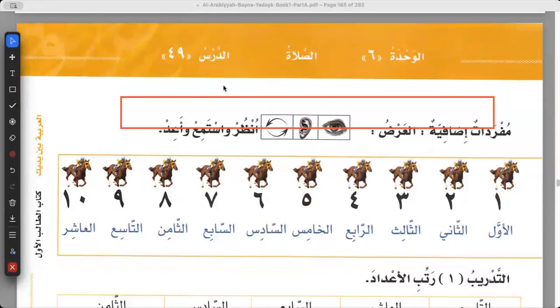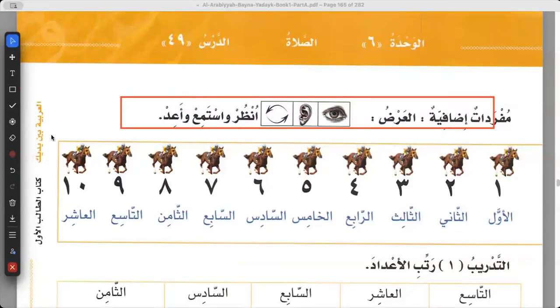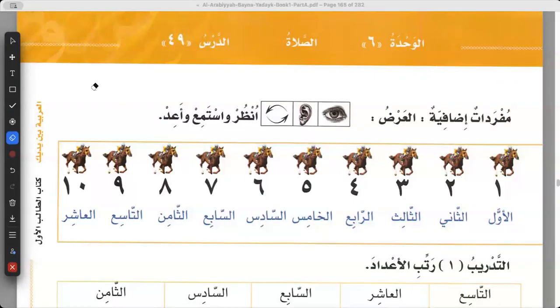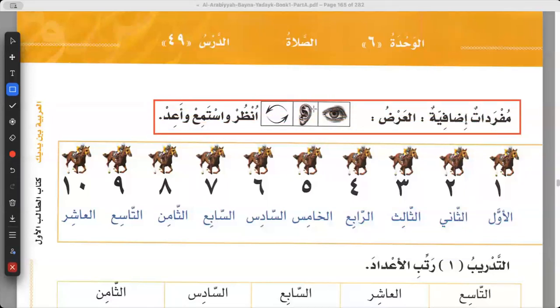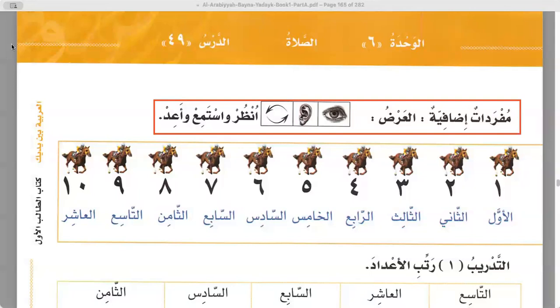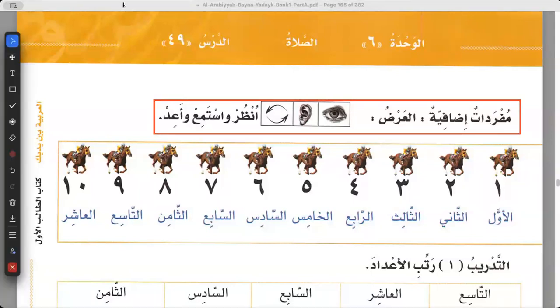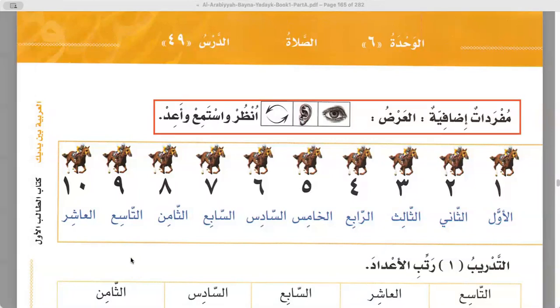So we are moving to numbers 1 to 10 here today, inshallah ta'ala. I had somebody asking a question regarding the numbers. So the person needs to be attentive here. Mufradatun idafiyya.